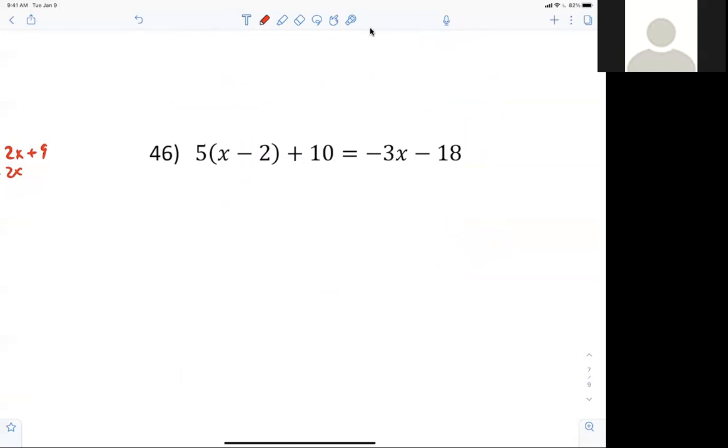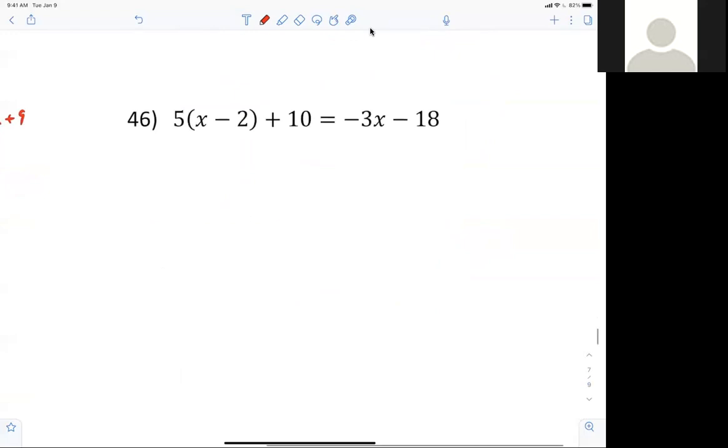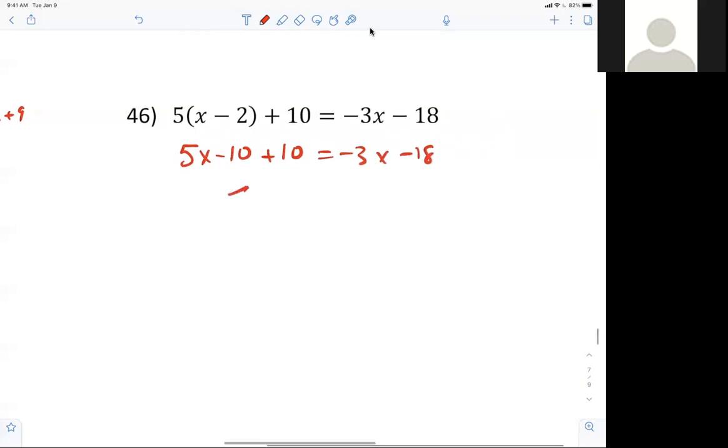All right, Tyler, let's go. So I just distributed. Good. I'm good with that. So I got 5x minus 10 plus 10 equals negative 3x minus 18. And then I just did 5x equals negative 3x minus 18. Good.